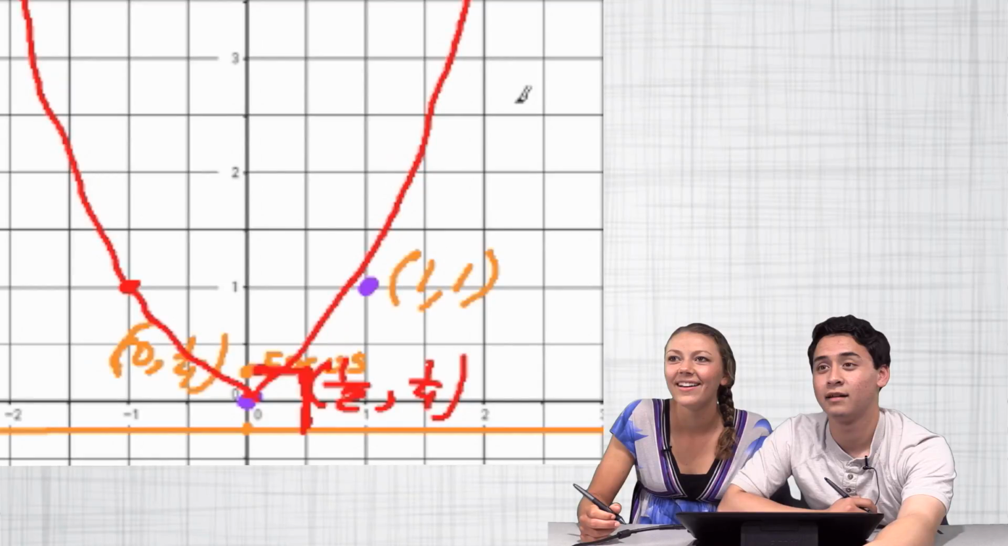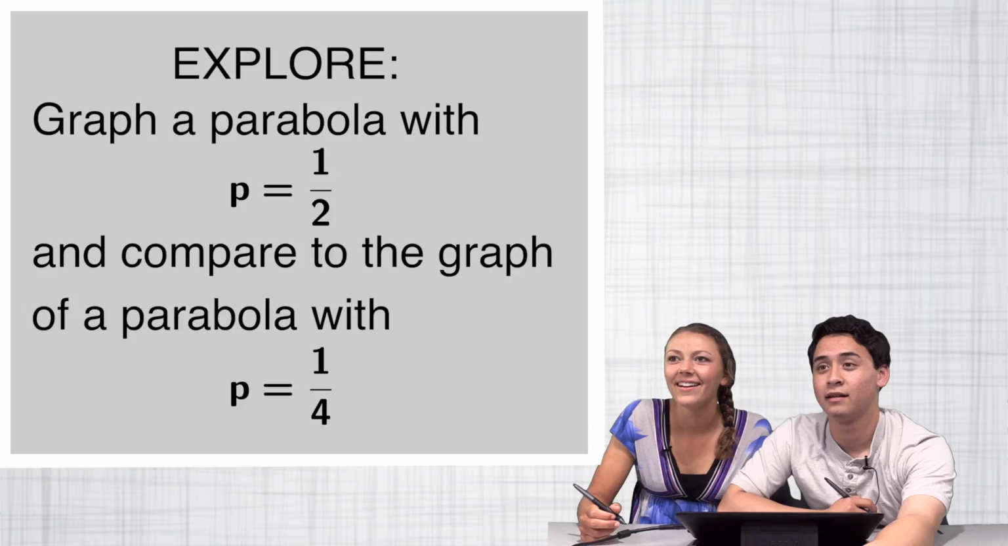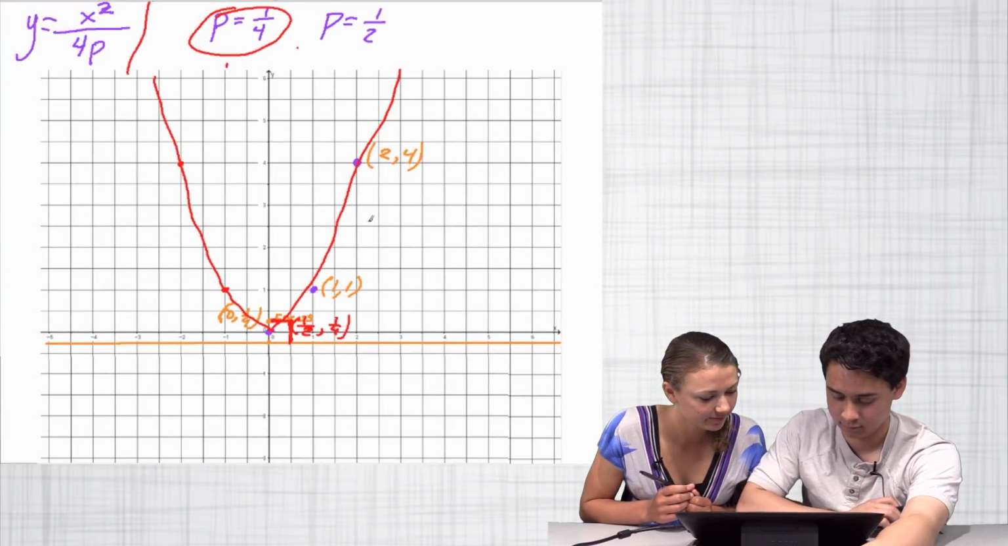In the last episode, Sasha and Keone graphed a parabola with a p-value of 1/4. In this episode, they will graph a parabola with a greater p-value, p equals 1/2. As they graph the parabola with a p-value of 1/2, they explore how it compares to the parabola with a lesser p-value of 1/4.